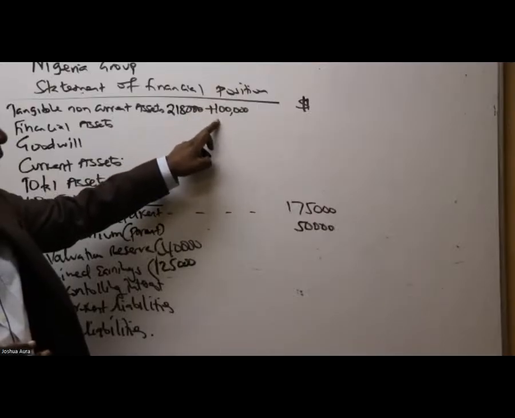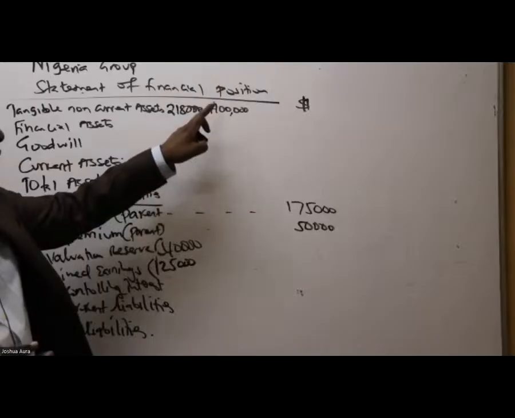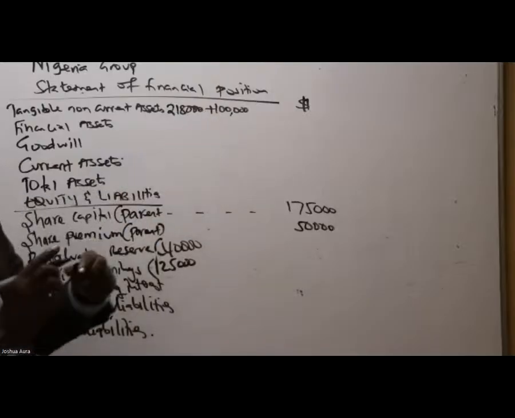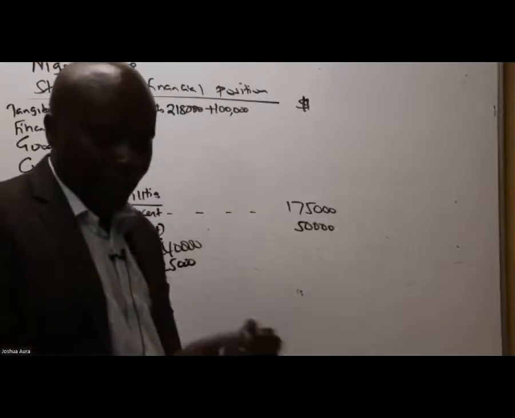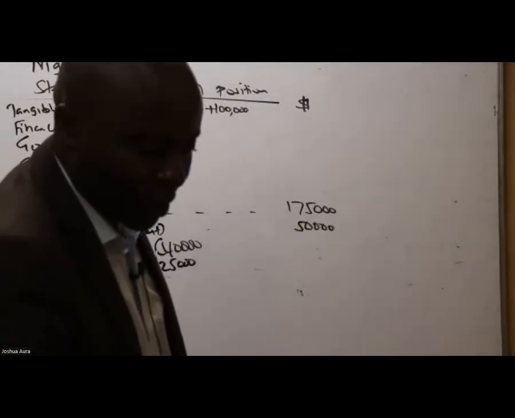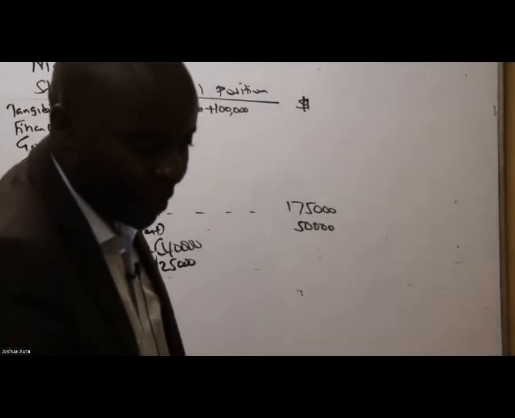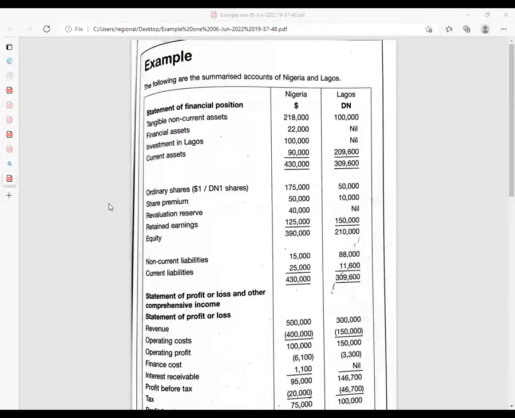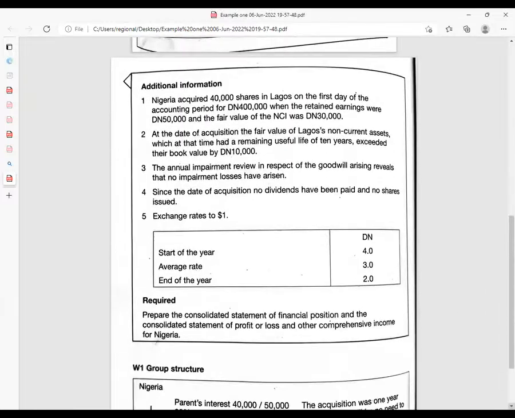So please tell me, this 100,000 tangible non-current asset, which rate should I use to translate it? The exchange rates are given down here. Which rate should I use?